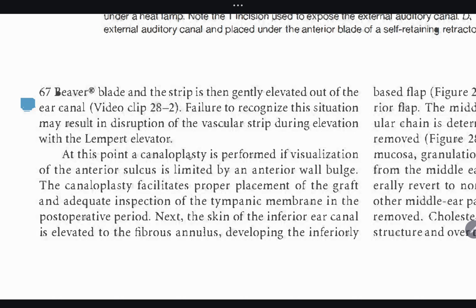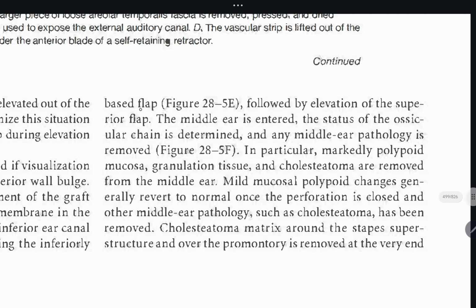At this point, a canaloplasty is performed if visualization of the anterior sulcus is limited by an anterior wall bulge. The canaloplasty facilitated proper placement of the graft and adequate inspection of the tympanic membrane in the post-operative period. Next, the skin of the inferior ear canal is elevated to the fibrous annulus, developing the inferiorly based flap, followed by elevation of the superior flap.